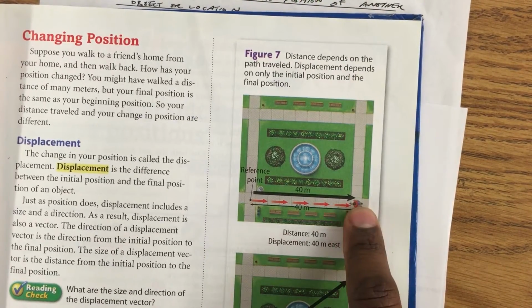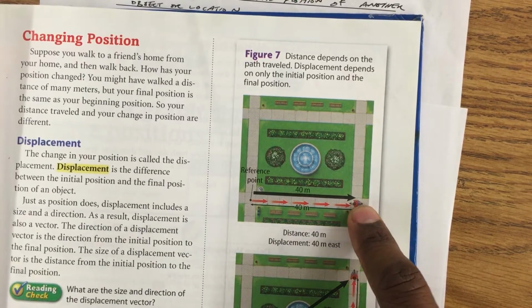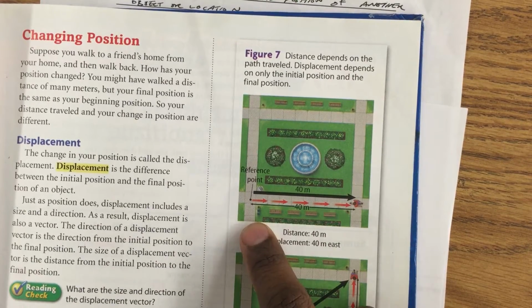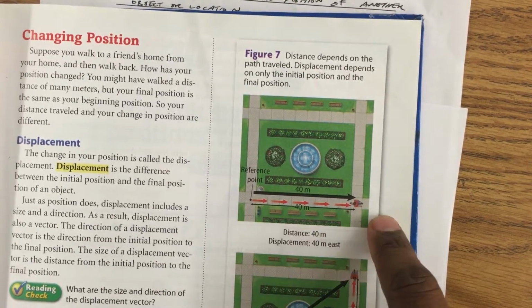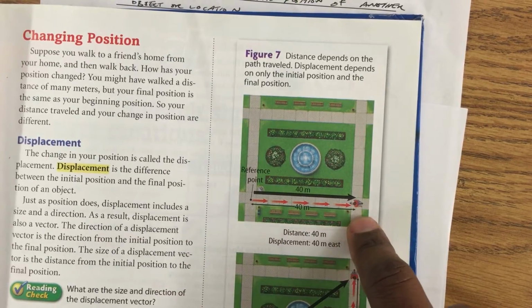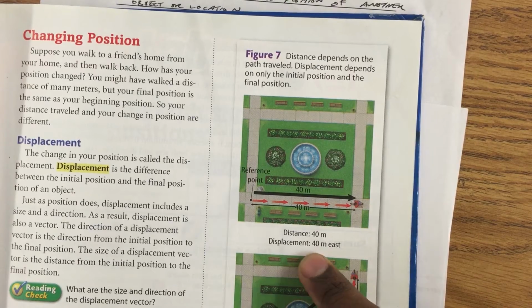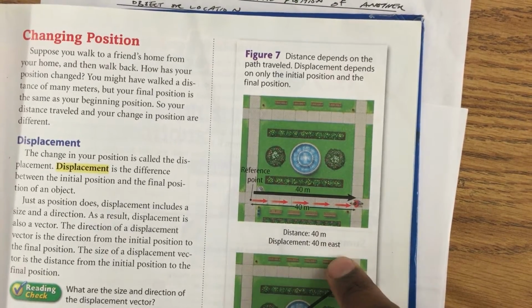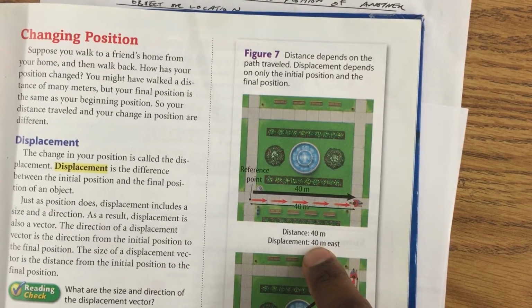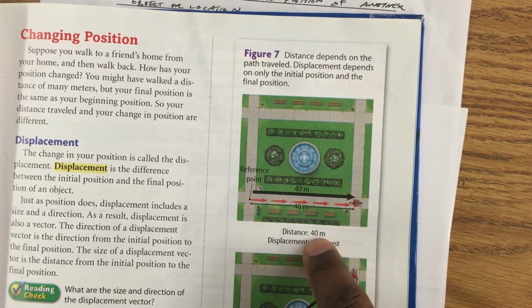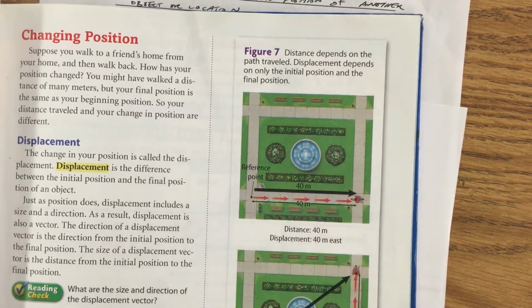The distance is 40 meters, but also in this case, the magnitude of the displacement vector is also 40 meters because this person is only 40 meters from where they started. So displacement, again, is a vector, has size and direction. The size is sometimes the same exact distance as the person has traveled, and that's why the answer is D for number 3.